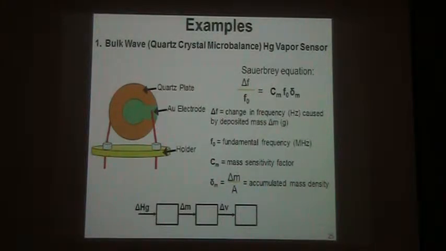This element is called quartz crystal microbalance by microelectronic people, but is also called bulk wave device, because the acoustic wave, which propagates between two gold electrodes, is a bulk wave. It's not a surface wave, it's a bulk wave. When mass changes, the velocity of the bulk wave changes. So we have to have some background in physics to design this transduction chain.